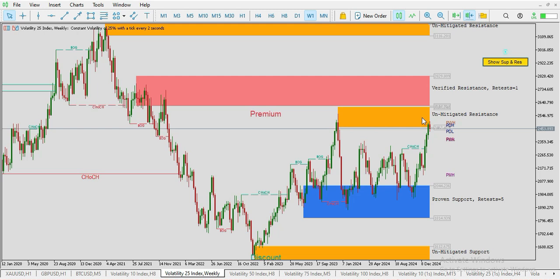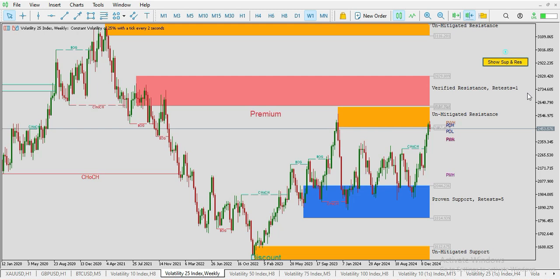Now, what is zone trading? When they say zone trading, what do they actually mean? In simple terms, zone trading is all about major support and resistance zones. These are zones that price respects so much that it reverses from that particular level.